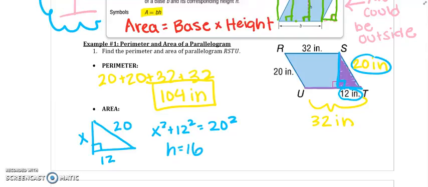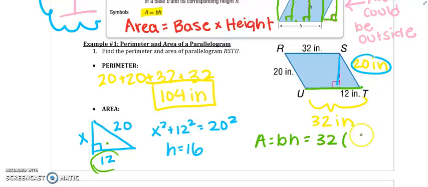Now, be careful. I want area, which is base times height, but this is not my base. Right here is a triangle. I was looking for the parallelogram. I've got to go back to the picture and find that very original base. So base times height is going to be 32 inches times the height that we found, which is 16 inches. Inches times inches is inches squared, and 32 times 16 is 512.